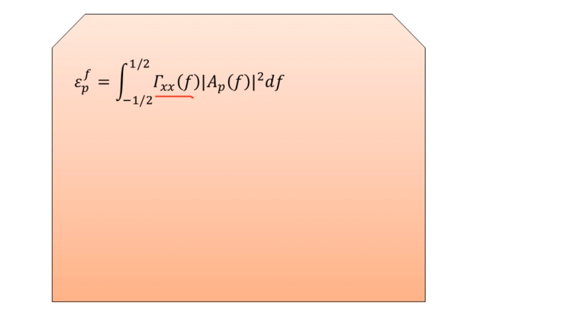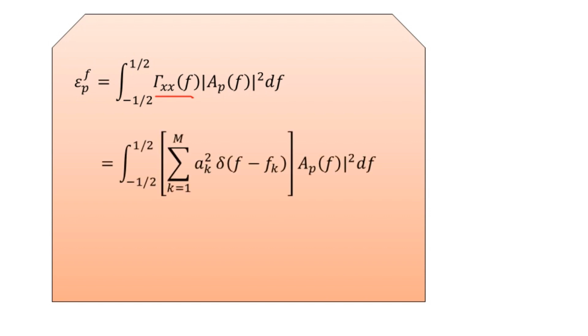This can further be expressed as the integration from minus 1/2 to plus 1/2, keeping it as it is, with df at the end. Inside this integral we represent the summation taken from the right hand side of the earlier equation for the power density spectrum gamma_xx(f).